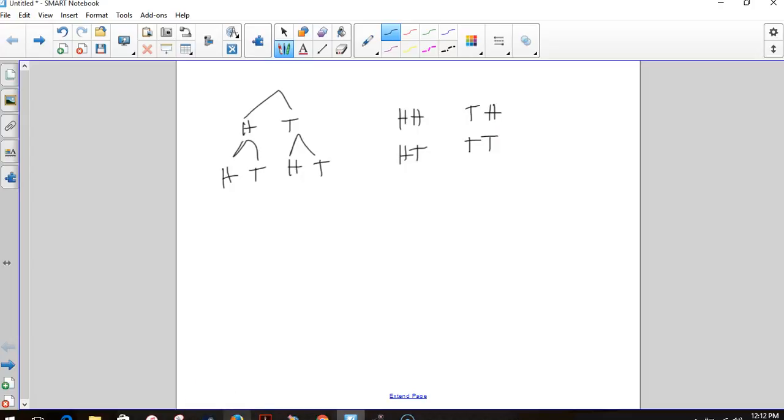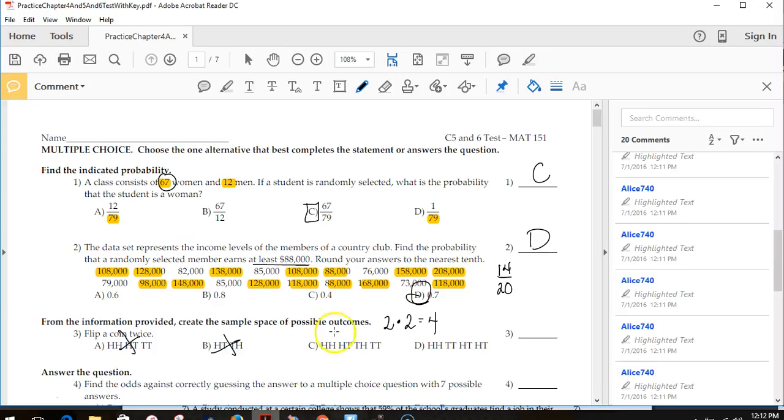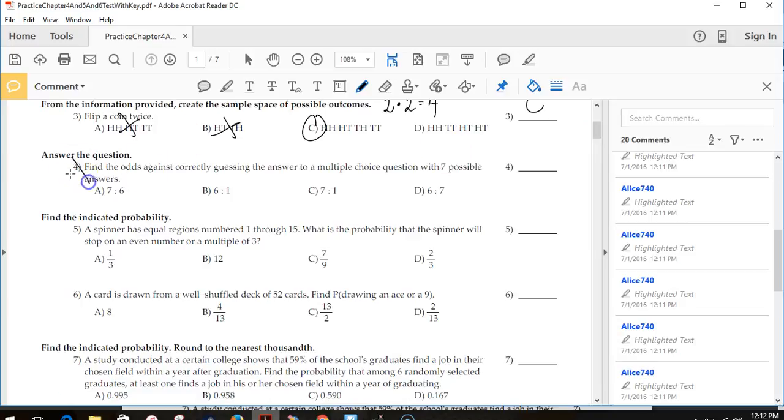And let's see if we can identify that one. Looks like it's letter C. How about letter C? Sometimes they're a little hard to read. This one has HT twice. That order does make a difference, so C. Odds against, that's the one that we're going to skip, so ignore this one.